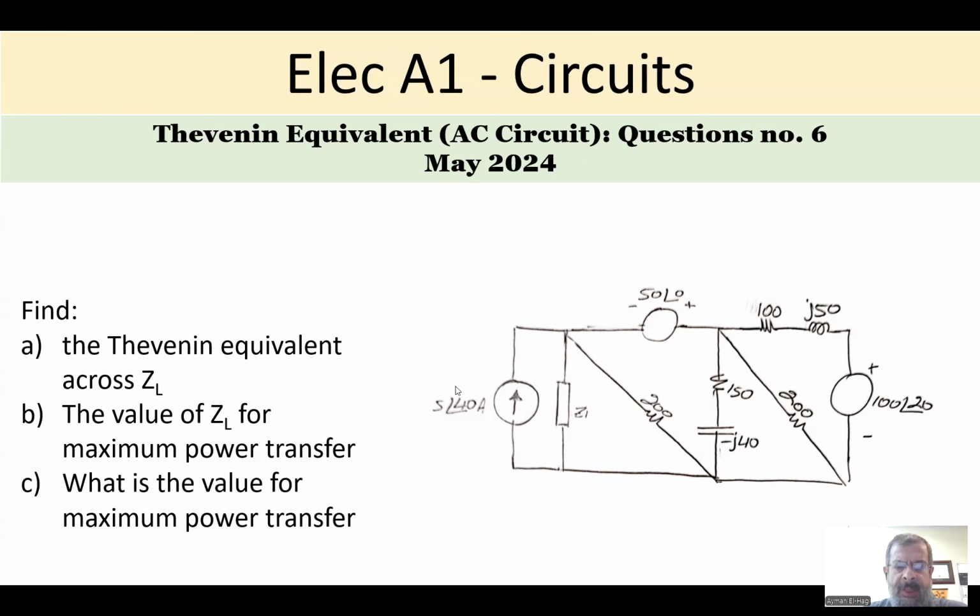This question is basically about Thevenin equivalent, and it is also an AC circuit, not a DC circuit. So a Thevenin could be asked to solve an AC circuit or a DC circuit. The procedure is very similar, and this is my sixth question solving different A1 Thevenin equivalent questions. Okay, so let's see how to deal with this.